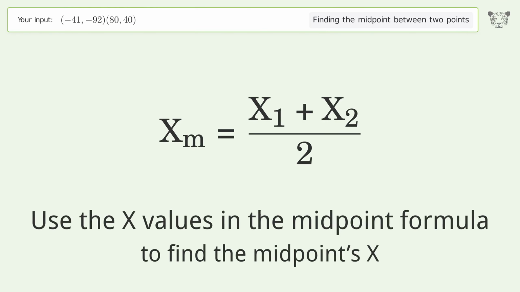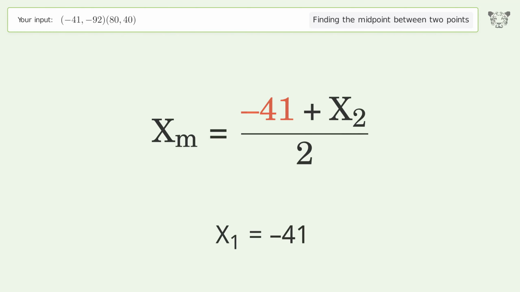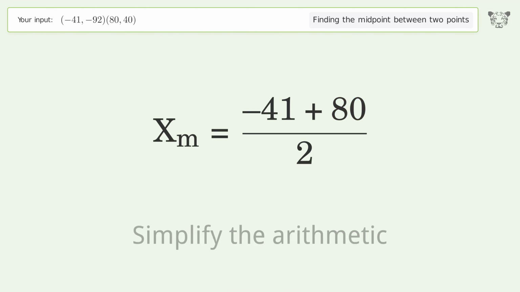Use the x values in the midpoint formula to find the midpoint's x. x1 equals -41. x2 equals 80. Simplify the arithmetic.